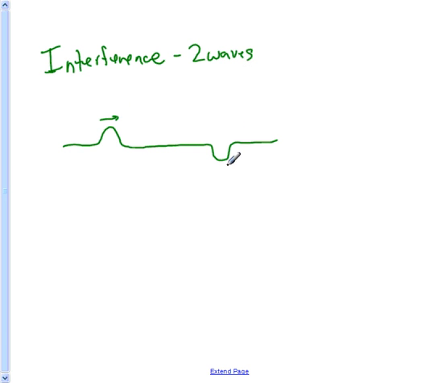One goes this way, one goes this way. What happens when they cross each other? Well, they're going to interfere. They're either going to add or subtract depending on how these waves are oriented. In this particular case, we're going to have something known as destructive interference.